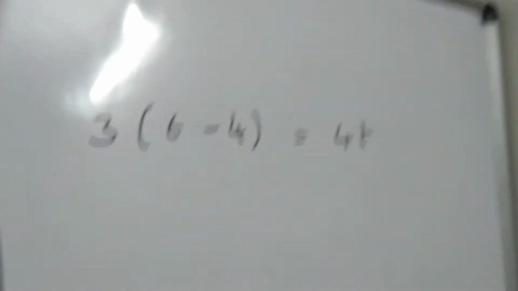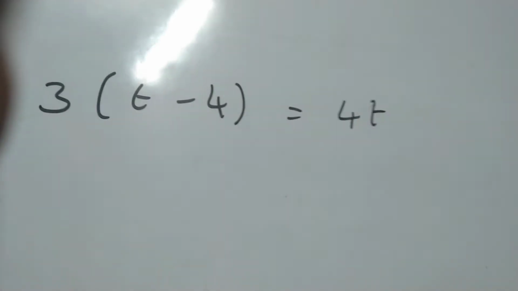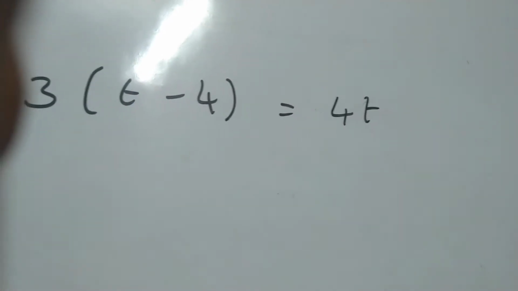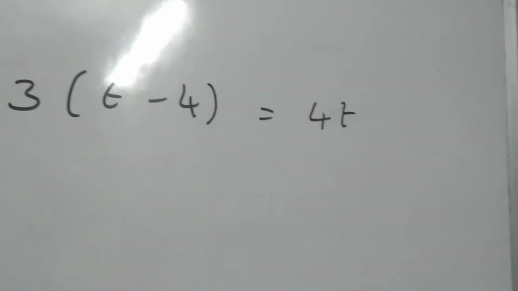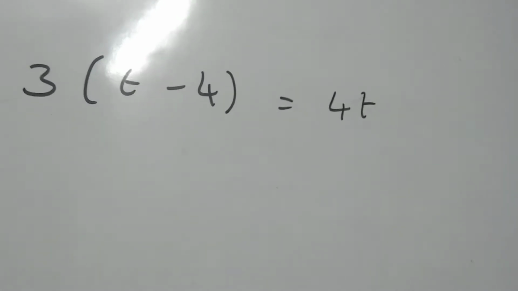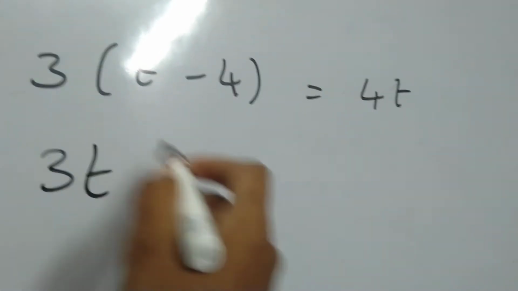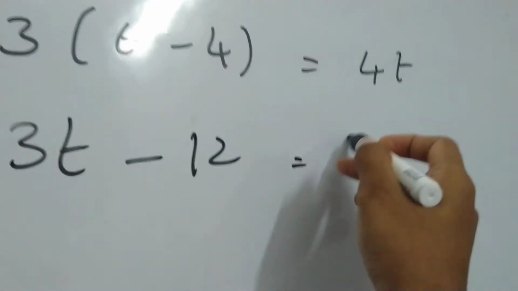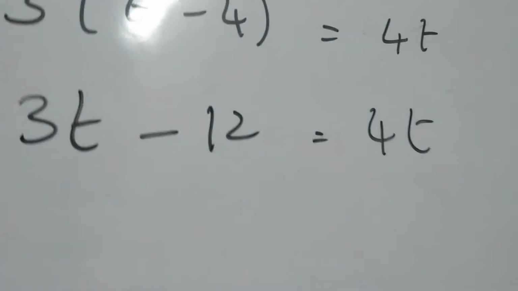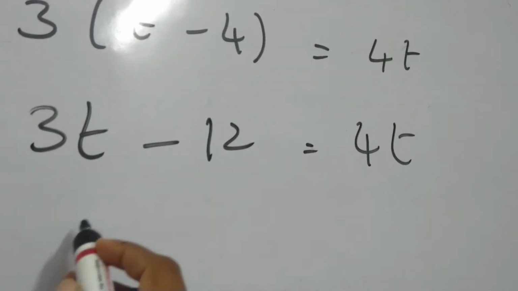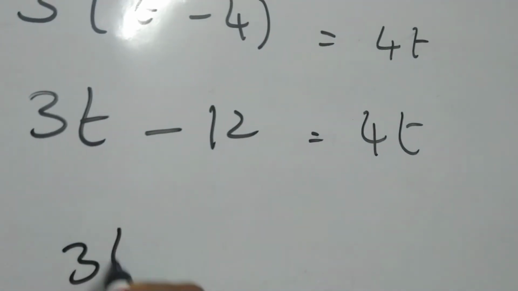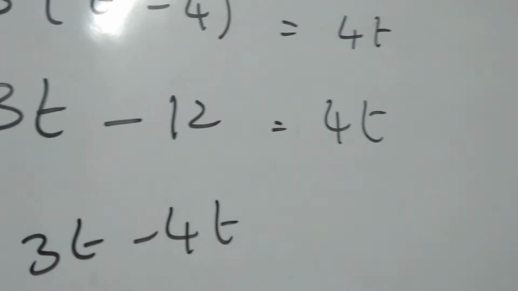So, you have some properties on one side. Suppose you take it here, you have the distributive property here, is it not? 3 times of t minus 4 is equal to 4t. What you have to do? Simply you distribute it first. 3t minus 12, which is equal to 4t. Right? So, then now transpose all t terms onto the left hand side.